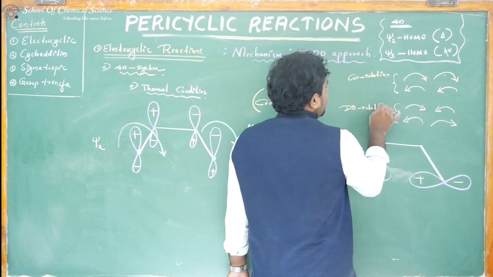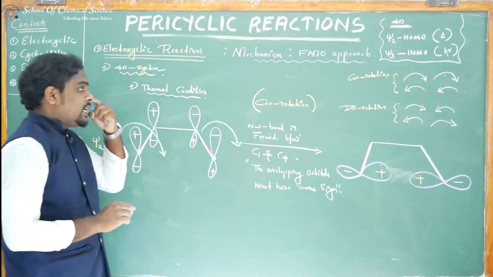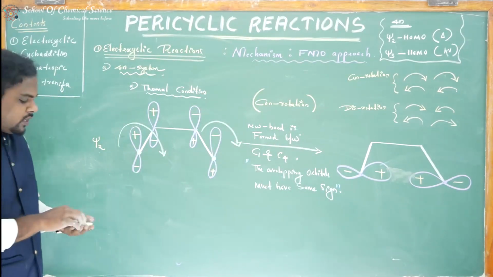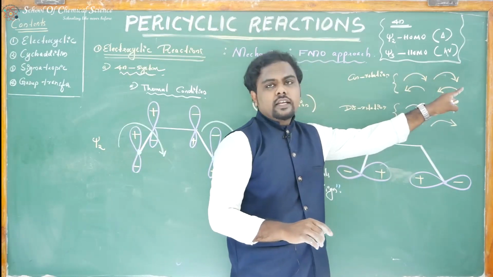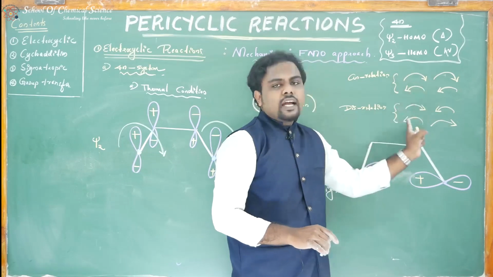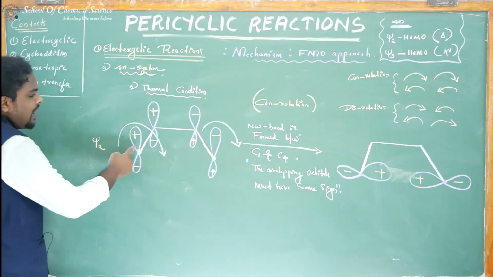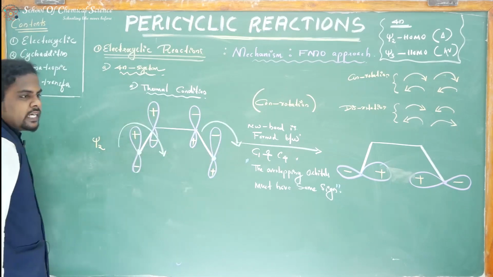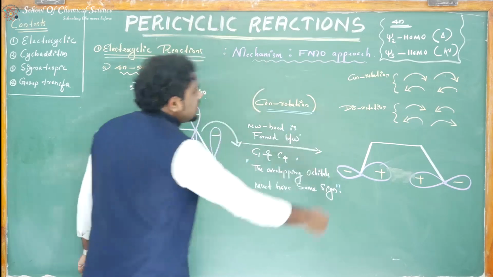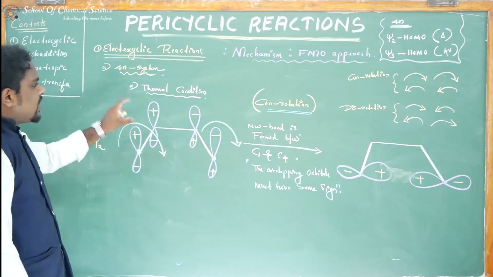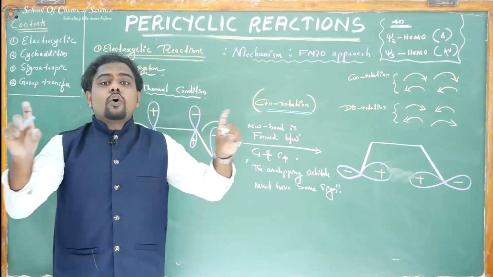So in pericyclic reactions, two types of rotations are there: conrotation and disrotation. What is conrotation? If both rotations are clockwise or anti-clockwise, then conrotation. One clockwise, one anti-clockwise, that is called disrotation. So here for the bond formation, what type of rotation is required? Conrotation is required. Okay.